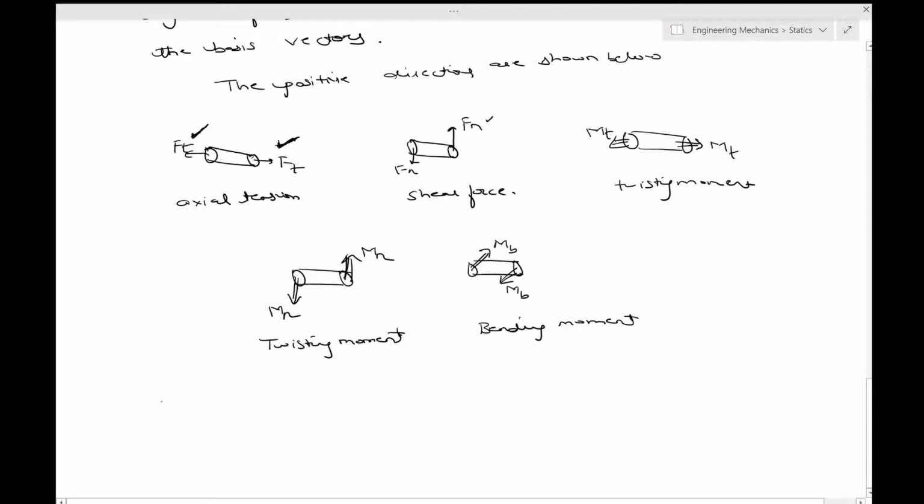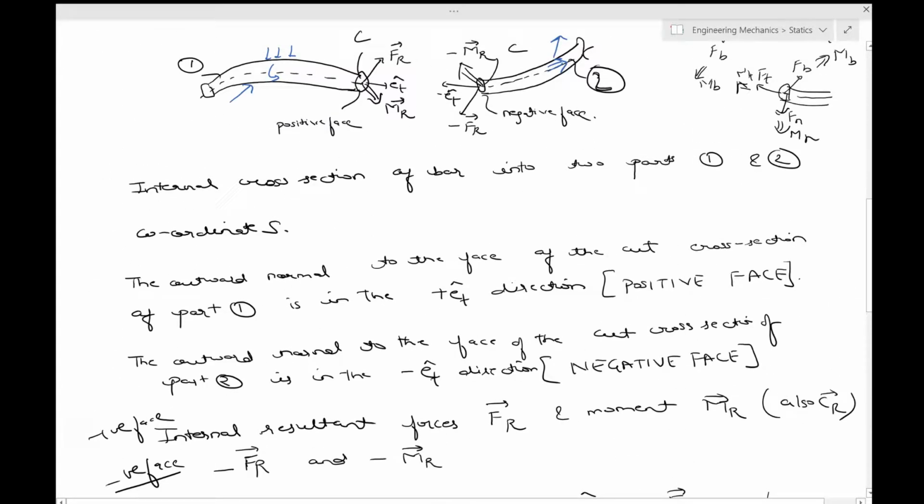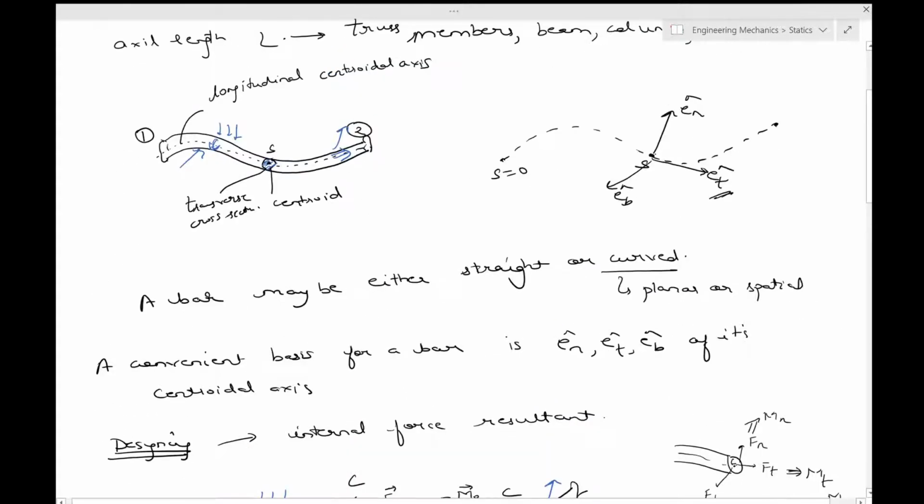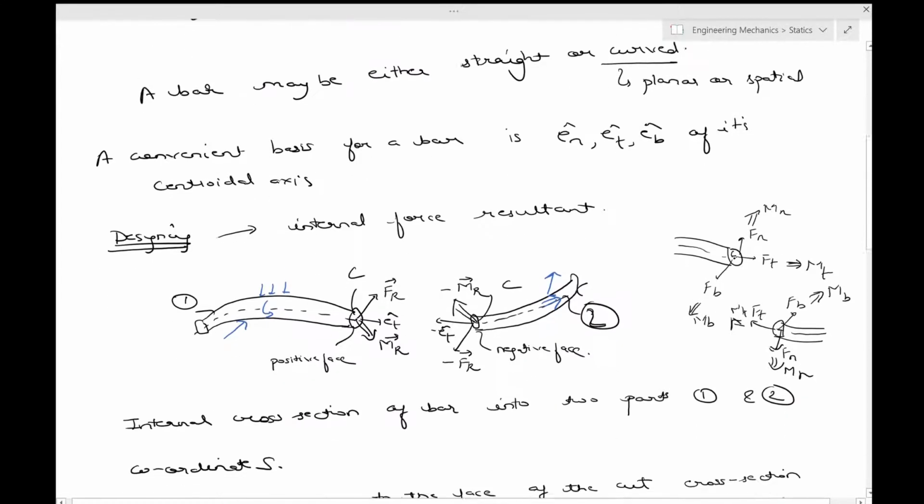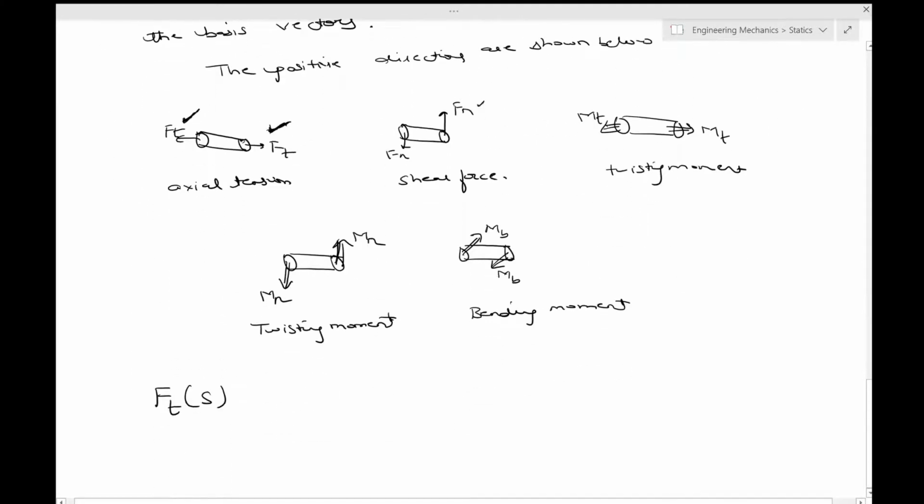It is quite relevant to ask what the variation is. How does Ft vary with s? Say s equals 0 at one end and s is a point in the middle. So how does Ft of s vary? This is the normal force. And then Fn of s is the shear force.